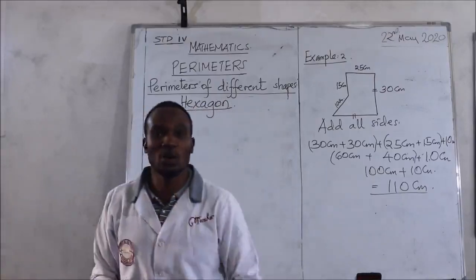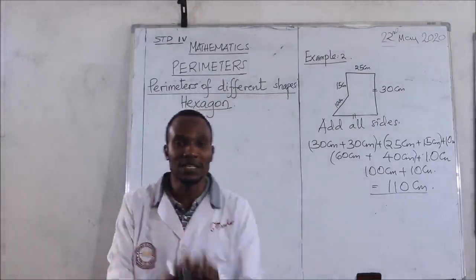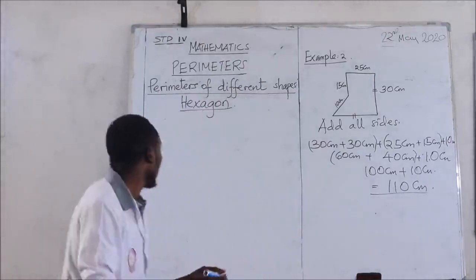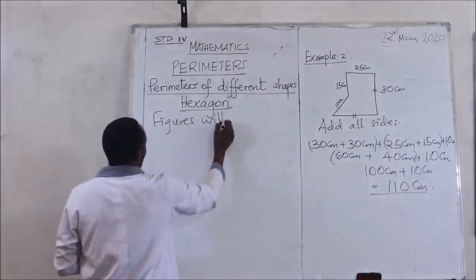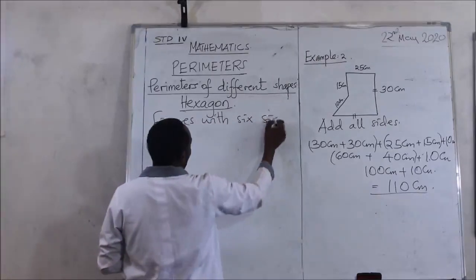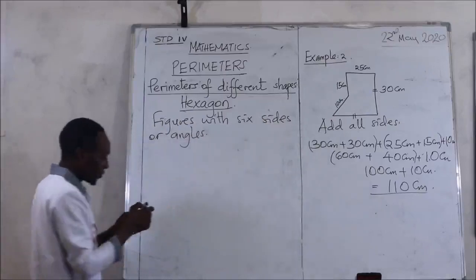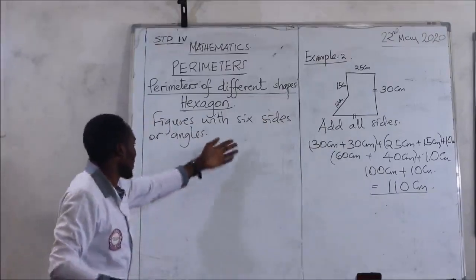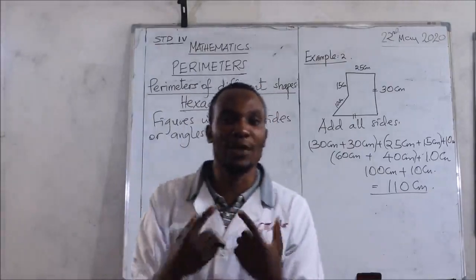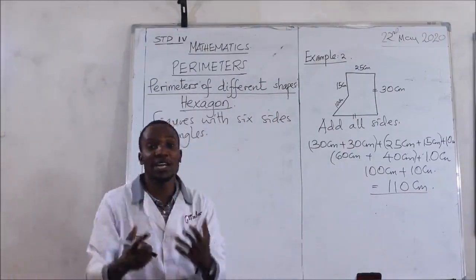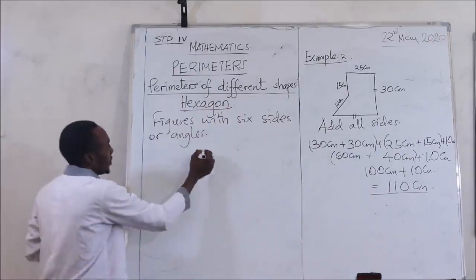When you talk about hexagon, what does it mean? Hexagon, these are figures with 6 sides or 6 angles. So it means hexagon is a figure with 6 sides or 6 angles. But what is the formula? The formula to calculate the perimeter of hexagon is to add all sides. Add all sides. Let's show an example of hexagon.